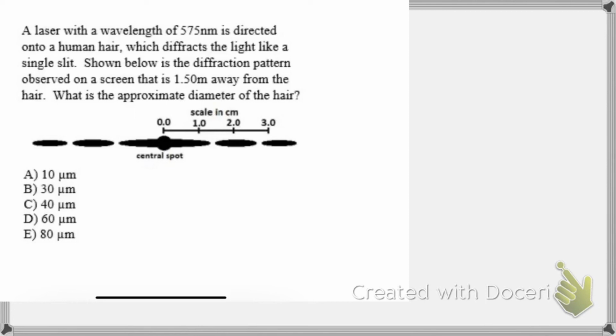Notice the answers have 1 sig fig. That's what happens when we do these lab problems. We don't have necessarily a lot of precision in them. This is raw data. So we're going to be working with very approximate kinds of numbers. What do we have and what are we looking for? Well, we have the data. We have a wavelength. We have a distance to the wall from the hair. And we're looking for the diameter of the hair.